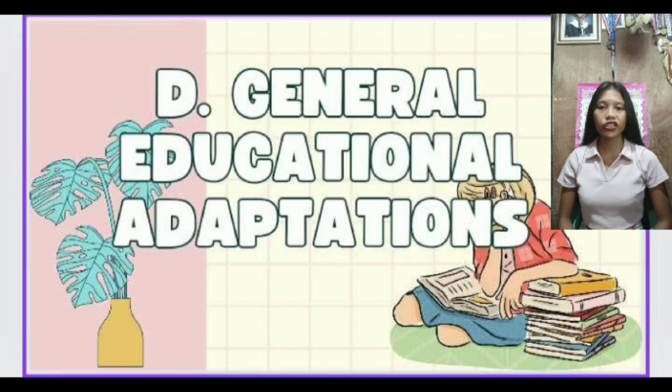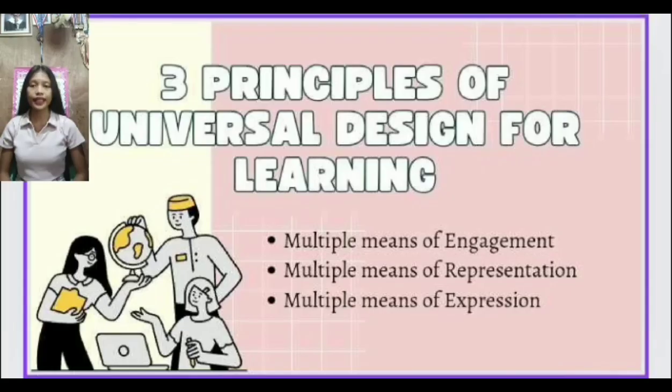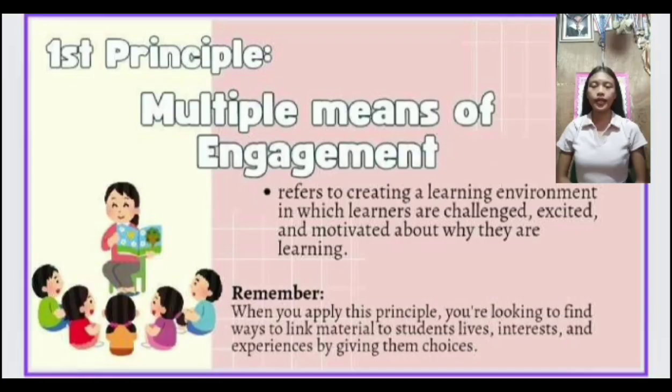D. General education adaptation. There are three principles of universal design for learning. The first, multiple means of engagement. Second, multiple means of representation. The third is multiple means of expression. The first principle, multiple means of engagement, refers to creating a learning environment in which learners are challenged, excited, and motivated about why they are learning.